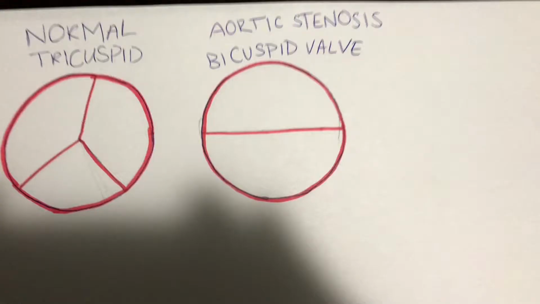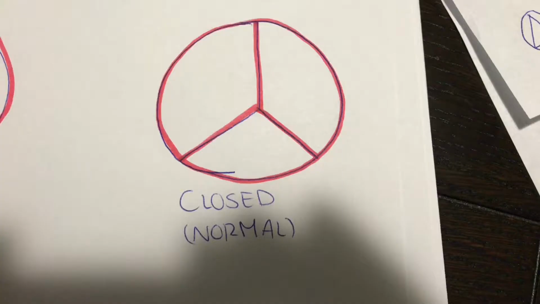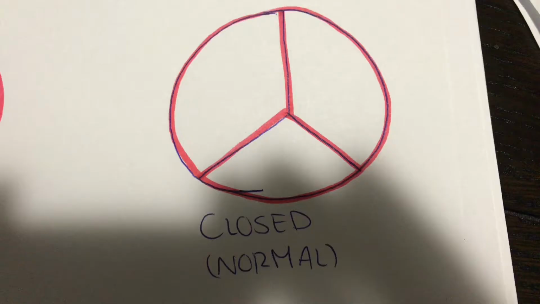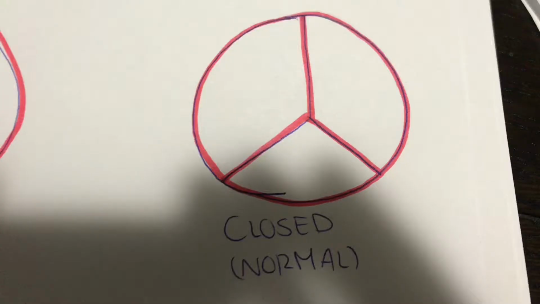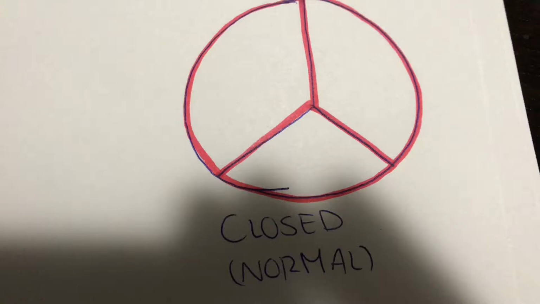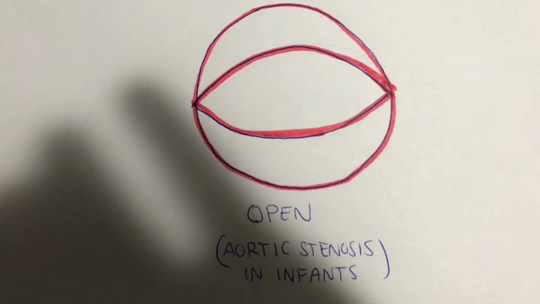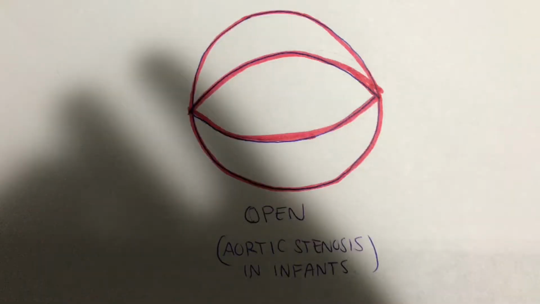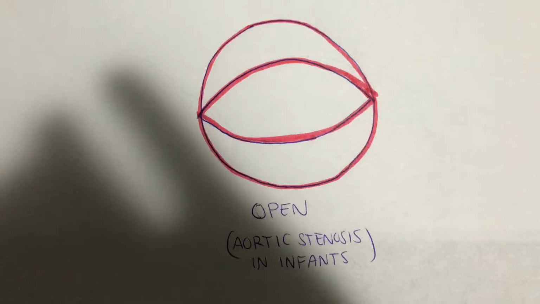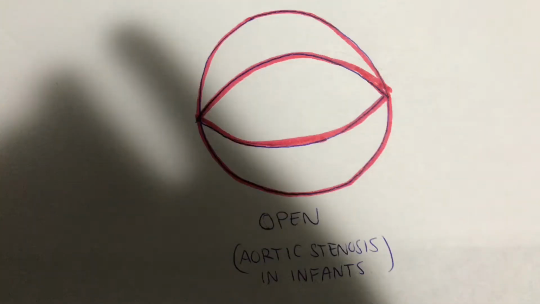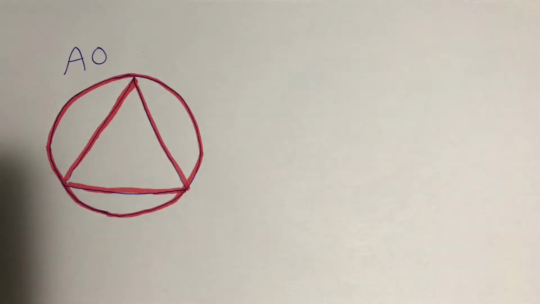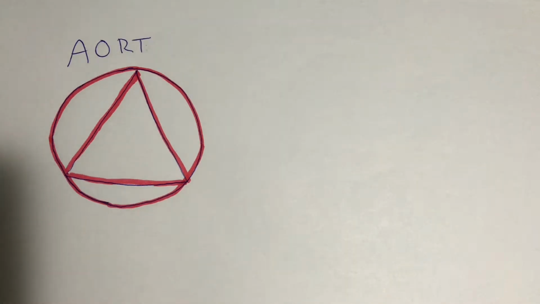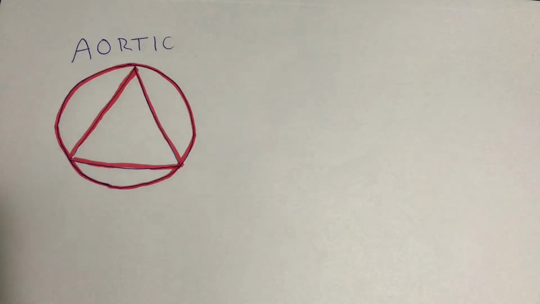Next, we will be showing the open and the closed aortic valve normally. As you can see, it's just a triangle. Next, we will show the aortic stenosis in infants and how it is open and closed. And it is a very small opening, that it's only 1 opening, and it only has 2 openings, not 3.